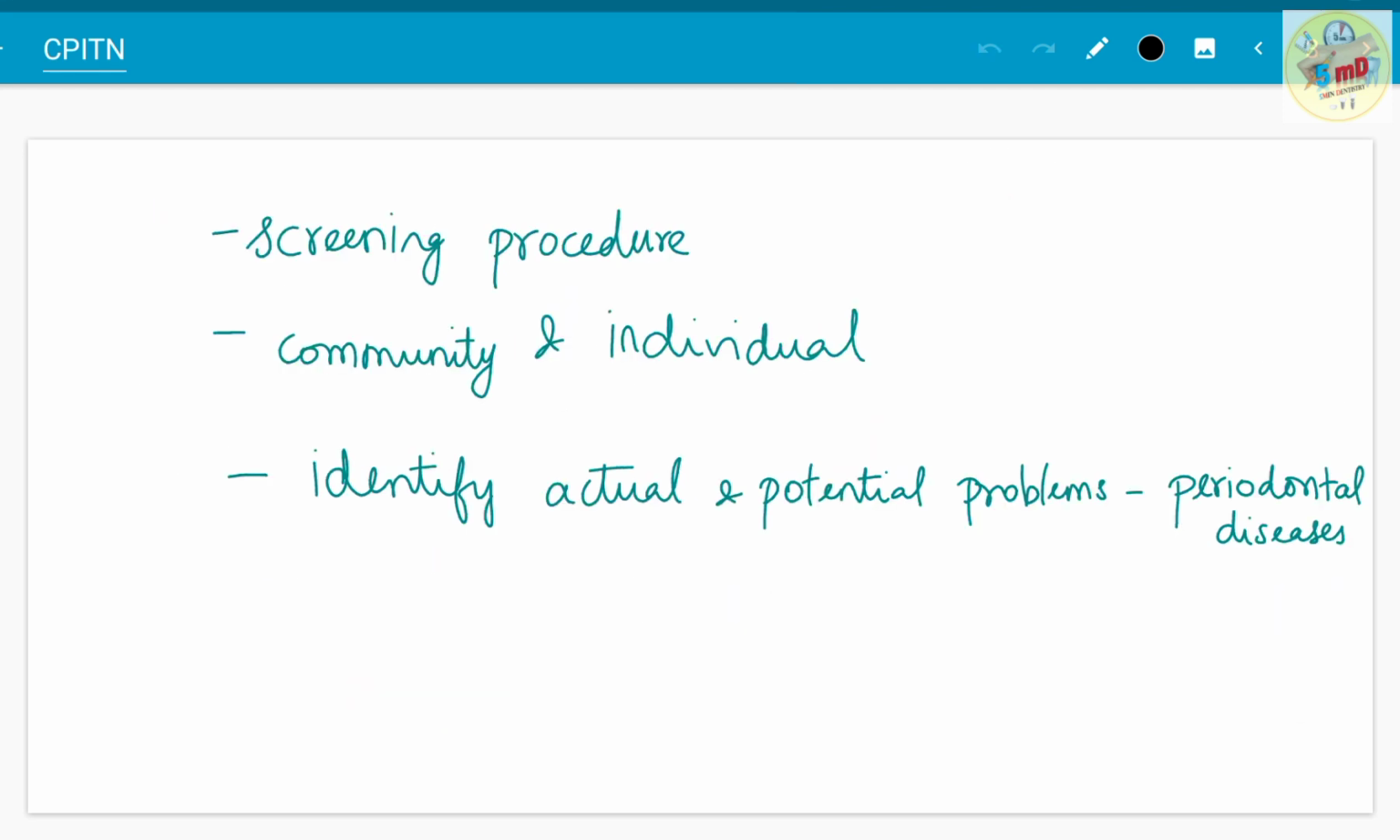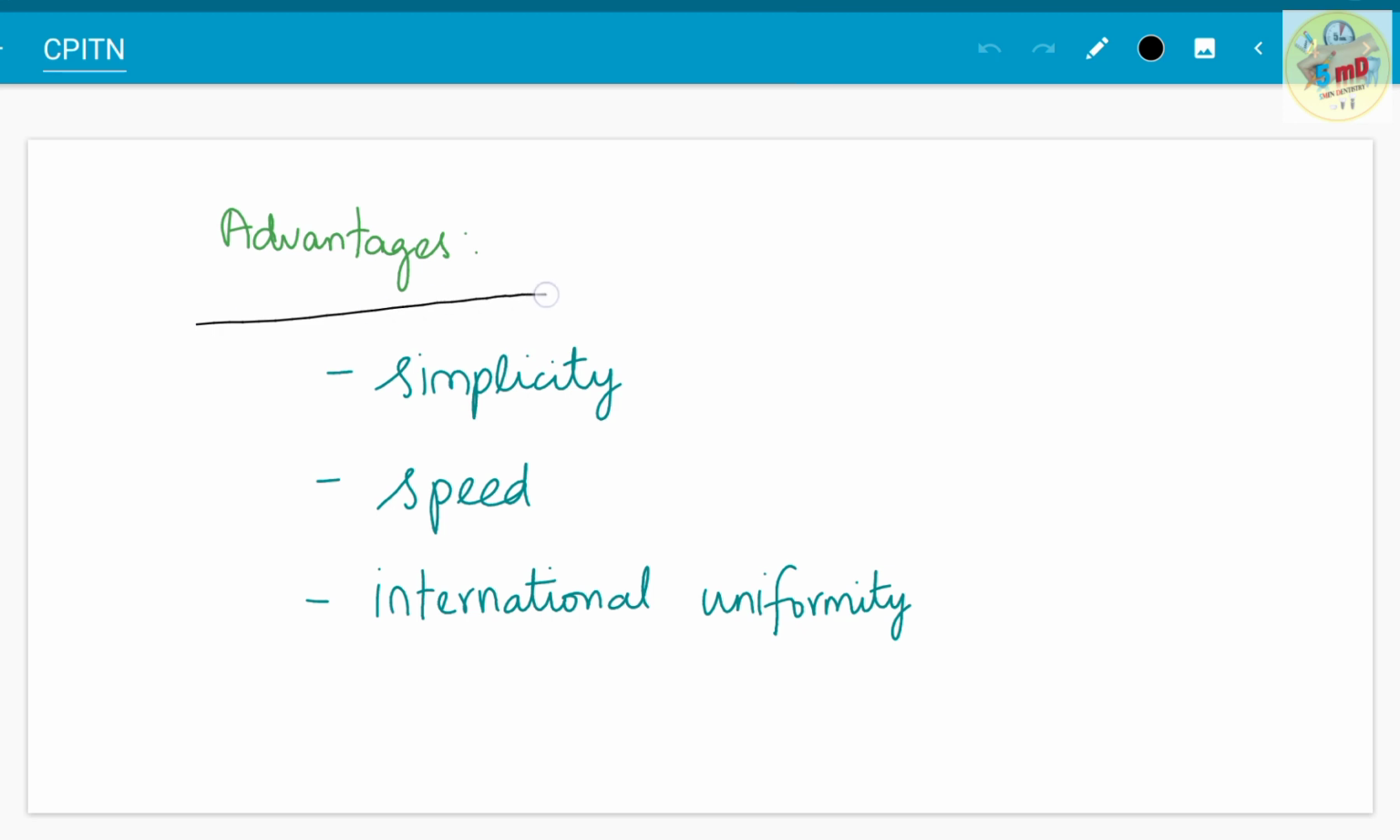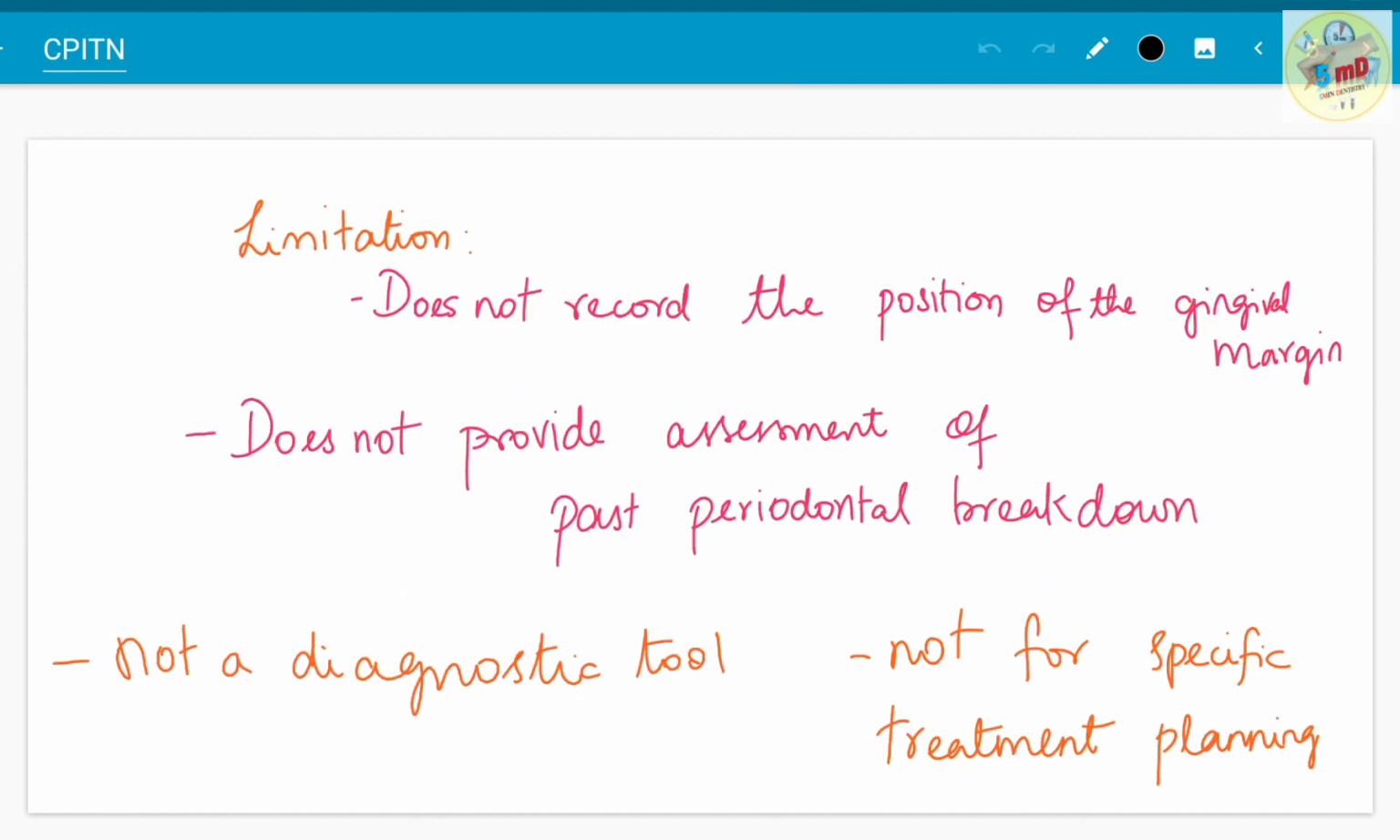So the purpose of CPITN is to identify the actual and potential problems in periodontal diseases, and it is a screening procedure. Basically, it is done at community level and individual level. The advantages of CPITN are that it is simple, it is usually quick to calculate, and it has an international uniformity because of the instrument used here. We will see about the instrument later.